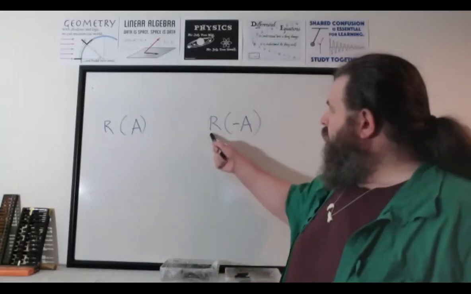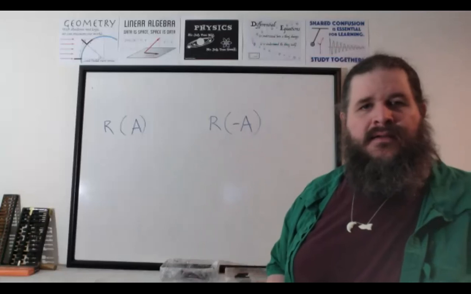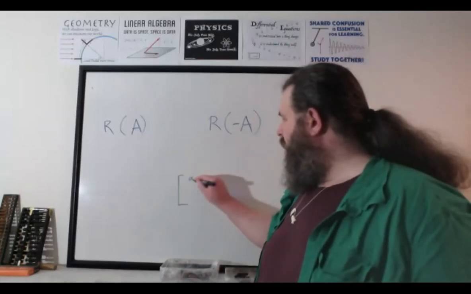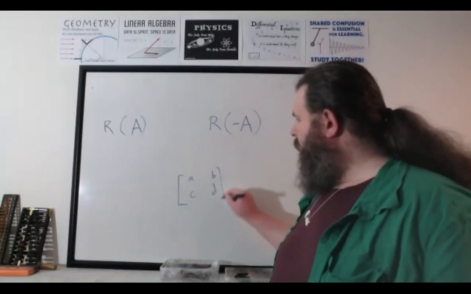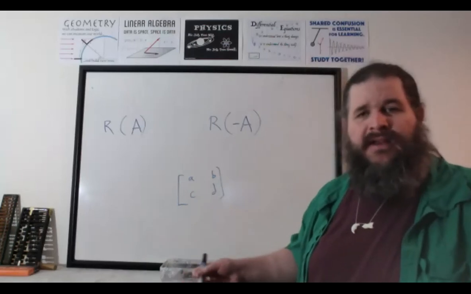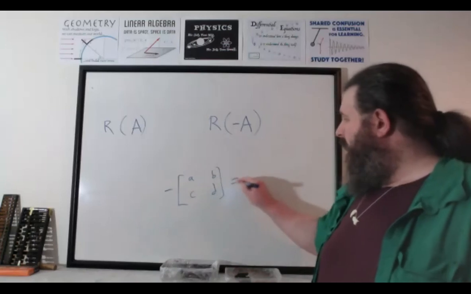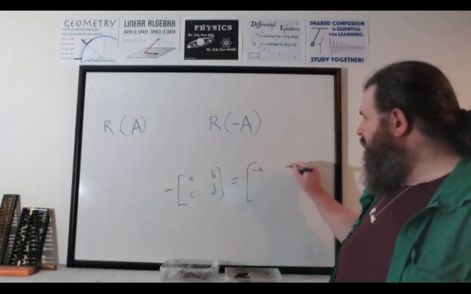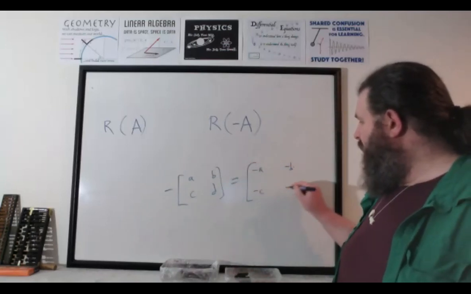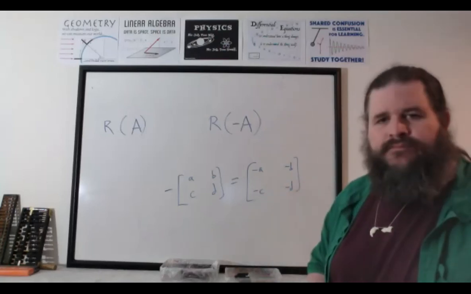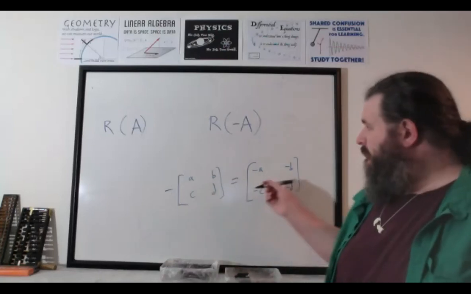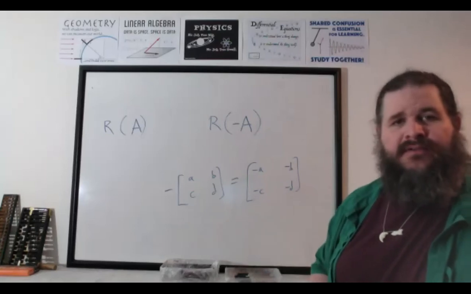But what about the rows of negative A? If you've just got some matrix, like let's say A, B, C, D, the row space would be all linear combinations of A, B and C, D. Negative that matrix would just be negative A, negative B, negative C, negative D. What does that negative multiplier do to the rows as vectors?